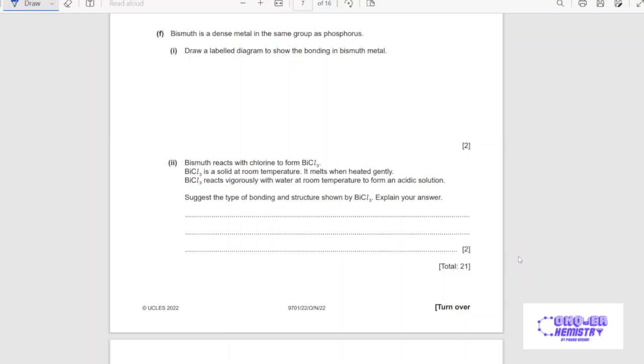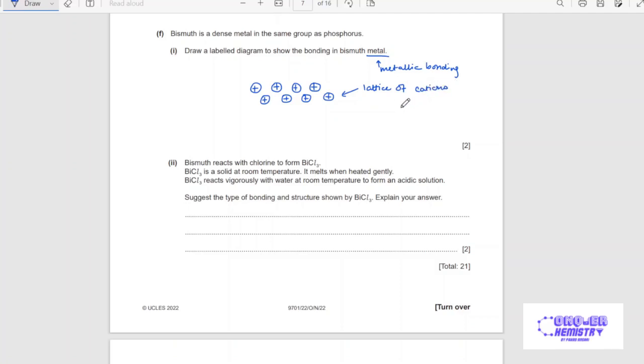Bismuth is a dense metal in the same group as phosphorus, and we need to draw a labeled diagram to show the bonding, right? So we know that because this is a metal, we're going to have metallic bonding, all right? And so the diagram is pretty simple. You have studied this in IGCSEs as well. What you do is you draw some positive ions that are neatly and regularly arranged in rows, and this is going to be called a lattice. All right, so draw at least 2 rows to show the lattice. Okay, so we will say that this is a lattice of cations.